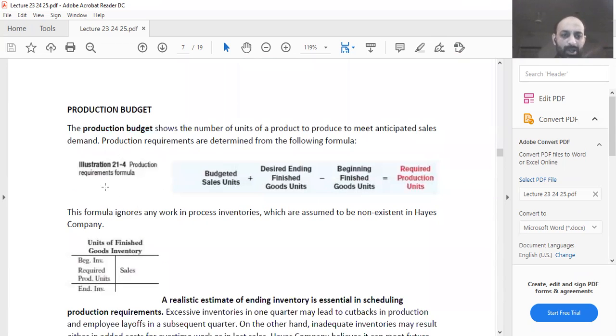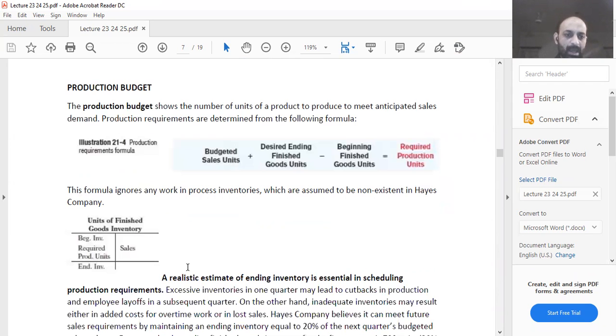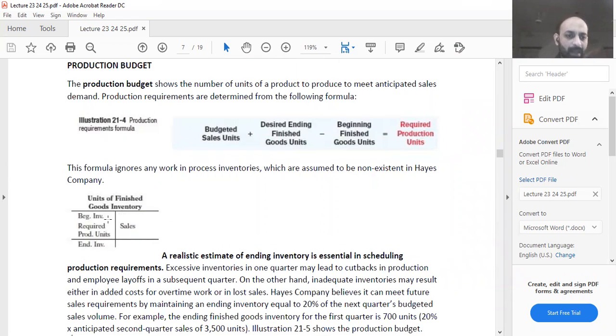The formula for production budget is budgeted sales unit, we know, plus desired ending finished goods unit minus beginning finished goods unit will give you the required production units. The formula ignores any work in process inventories which are assumed to be non-existent in Hayes Company. Now, what is the concept behind units of finished goods inventory?